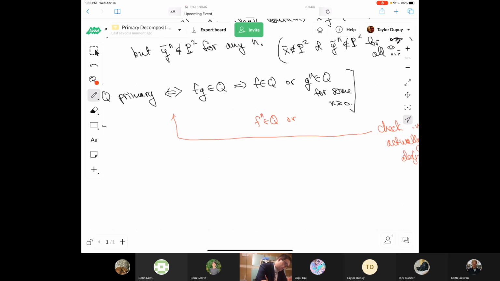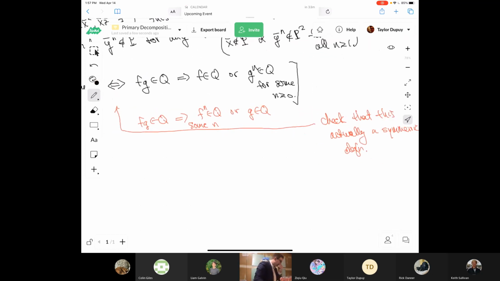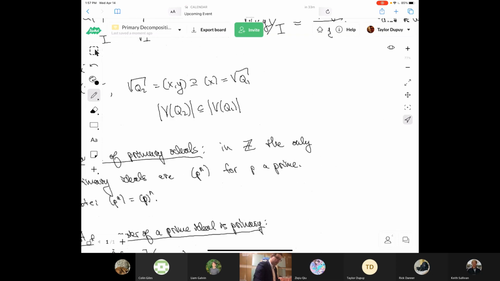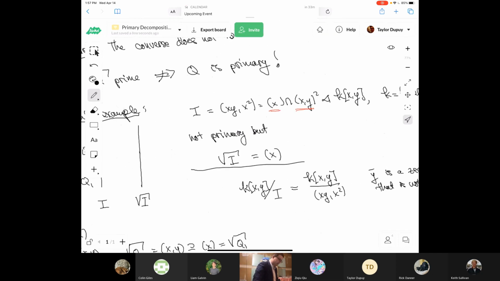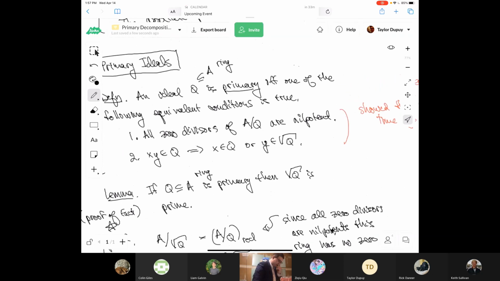Or for some N, or G is in Q. This is the same thing as this condition, right? Okay. By the way, saying that a power of this is in this, that's the same thing as the radical ideal definition that I gave before. Where is it? Here, right?